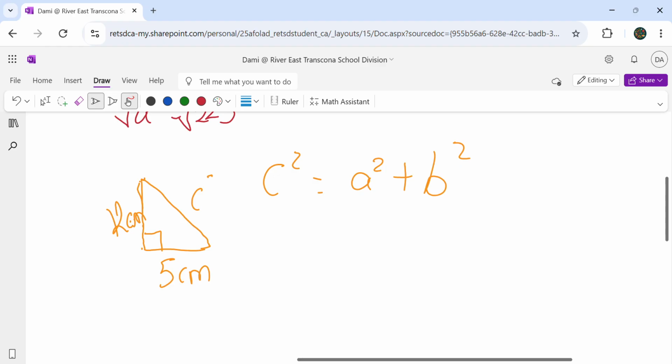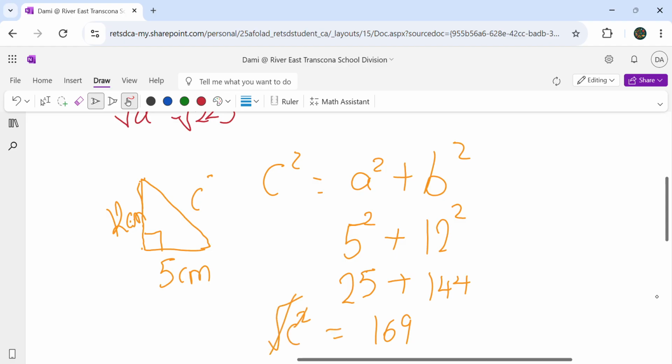5, 4, 3, 2, 1. You should have 5 squared plus 12 squared, 25 plus 144, which is 169. Square root both sides, and c equals 13 centimeters.